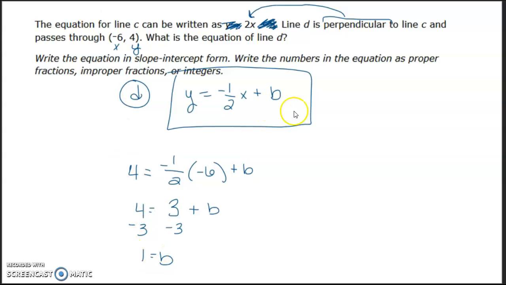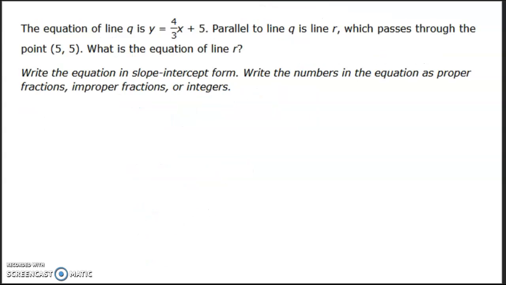So let's go ahead and fill that right in. So b, we know, is 1. And that's our final answer. We just had to use these clues to try to find it. So let's do this again. The equation of line Q is this one. Parallel to line Q is line R. So it wants us to try to find line R.